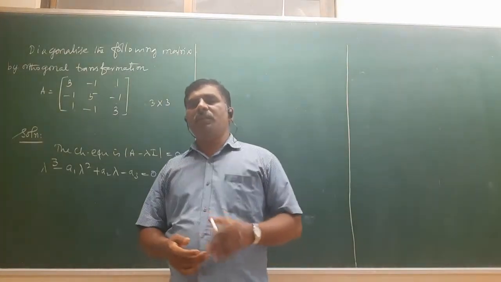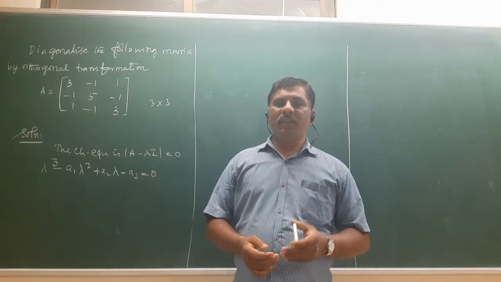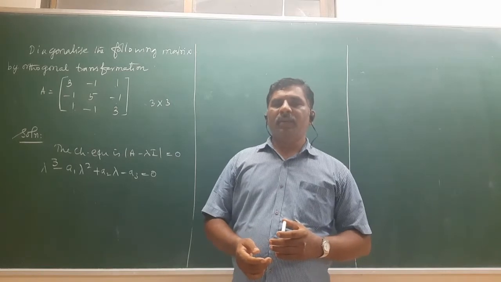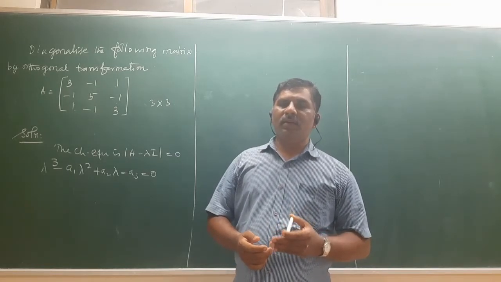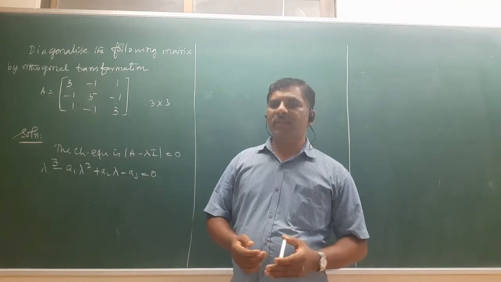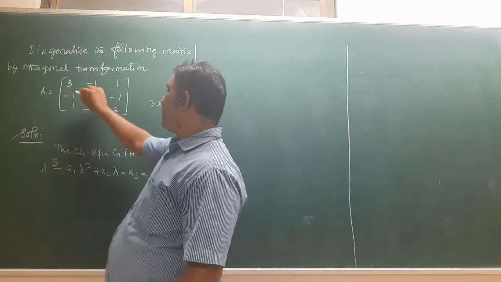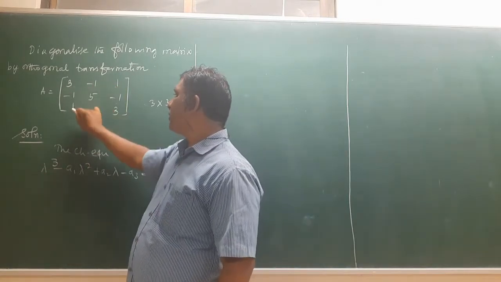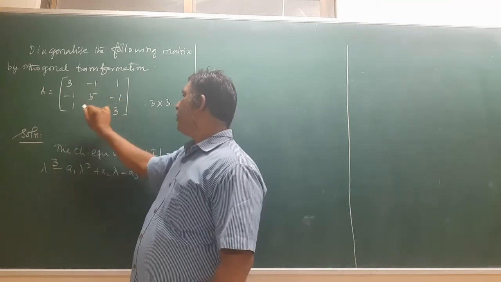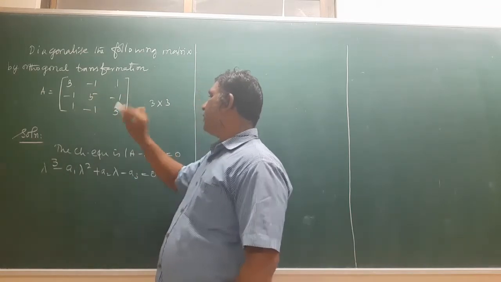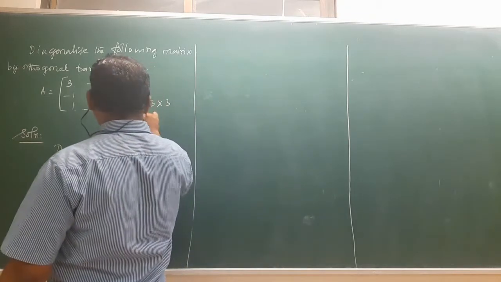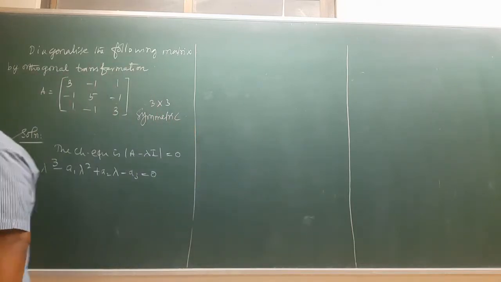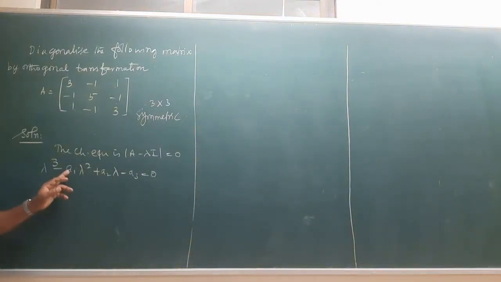Before we enter into the problem, first we have to see whether the matrix is symmetric or not. Because to diagonalize the matrix, first we have to check whether it is a symmetric matrix or not. So 3, -1, 1; -1, 5, -1; 1, -1, 3. The rows and columns match. Therefore it is a symmetric square matrix.